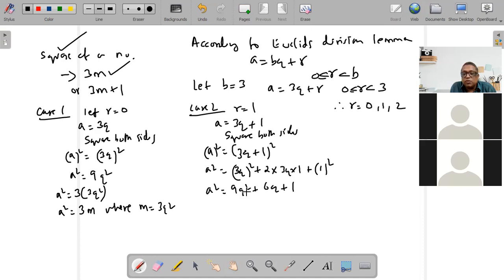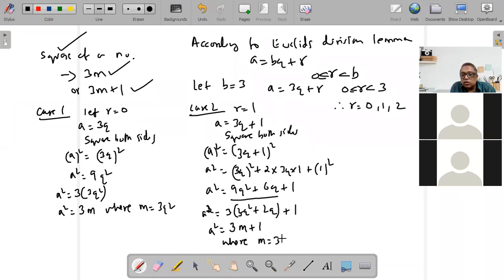अब 9 और 6 में common क्या है? 3. हमें 3 चाहिए हमेशा. Question में यही demand है. तो हम क्या करेंगे? इन दोनों में 3 common लेंगे. So a square is equal to 3 common, 3q square plus 3 goes how many times in 6? 2 times. So I'm going to get 3 common, 3q square plus 2q और plus 1 बाहर लिख देंगे. अब जैसे पिछले क्वेश्चन में किया, whatever is in the bracket, replace it with m. तो ये क्या आ जाएगा? 3m plus 1.